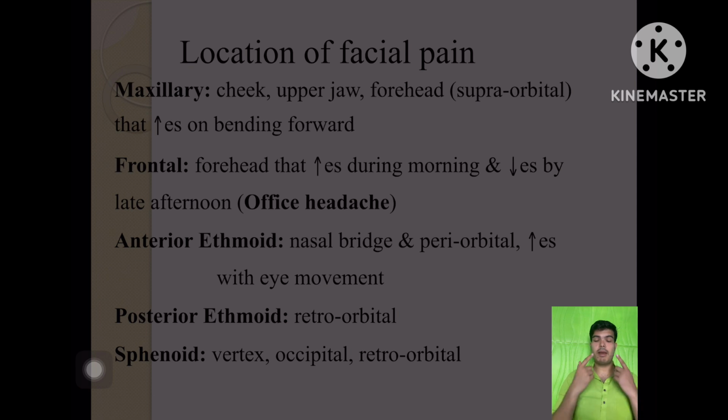Maxillary sinusitis: just palpate over here, the canine fossa. Frontal sinusitis: palpate over here like this, the floor of the sinus, or tap over the anterior wall. Ethmoidal sinusitis: over here, the medial canthus.